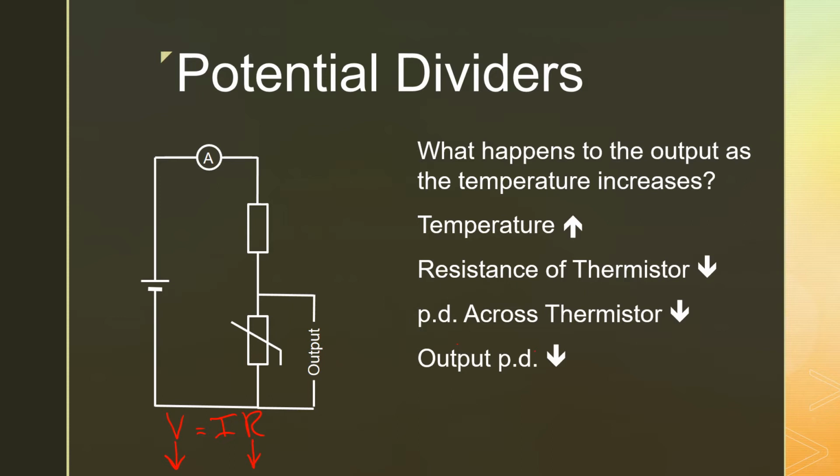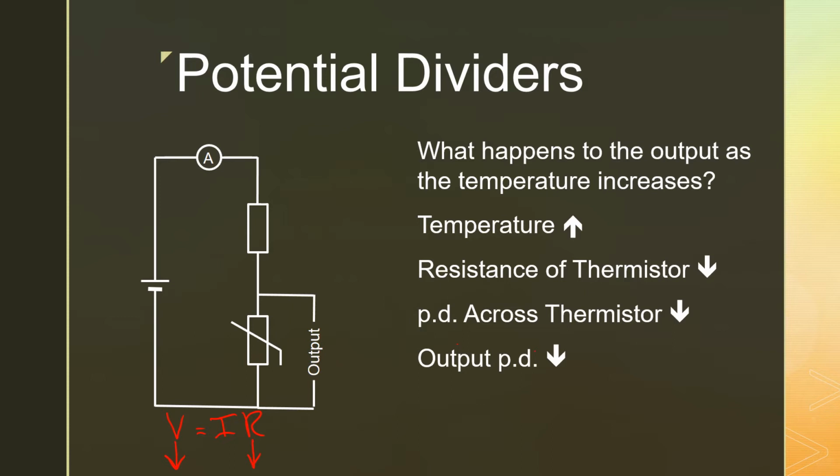So you might have this in something like an oven. As the temperature starts to get closer to the temperature that you want it to be, the potential difference across our heating element is going to decrease to slow down the rate at which it's heating up. We don't want it to overheat. So that's just one example of where you might use a circuit like this.